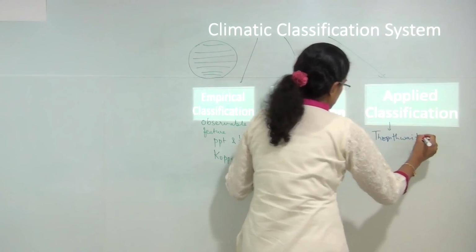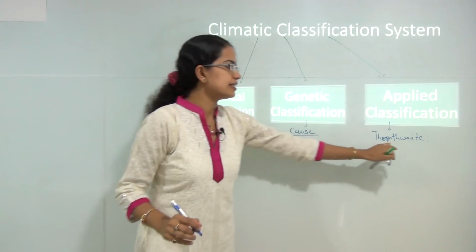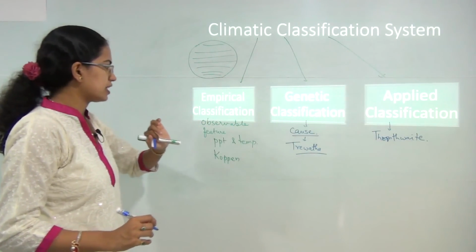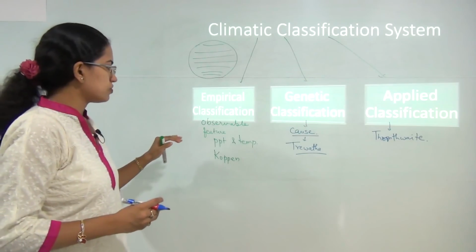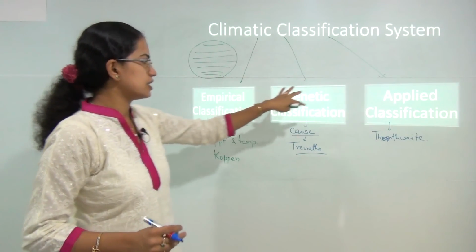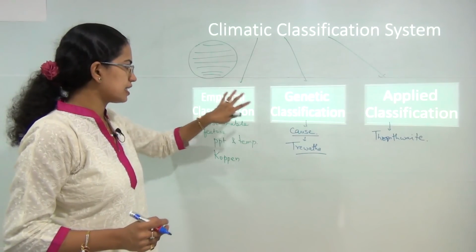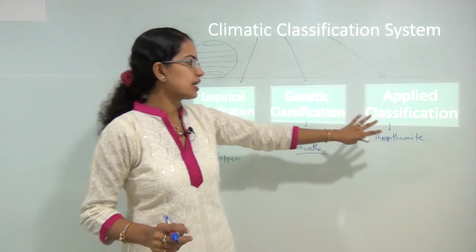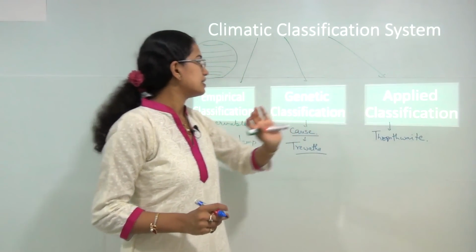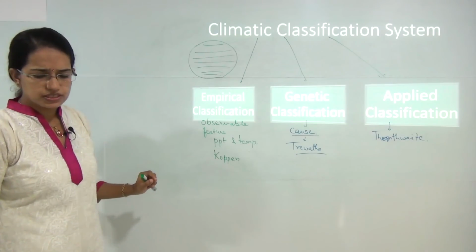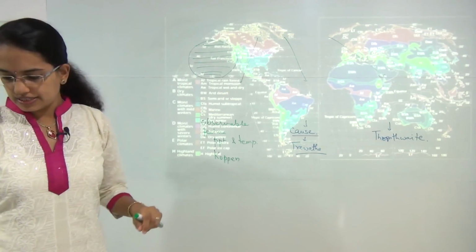So these were the three major categories under which we will study the climatic classification. In this class we will be covering one classification under each category. So we will be covering Köppen's classification under empirical classification, Trewartha under genetic and Thorndike under applied classification. So let's first start with Köppen's classification.